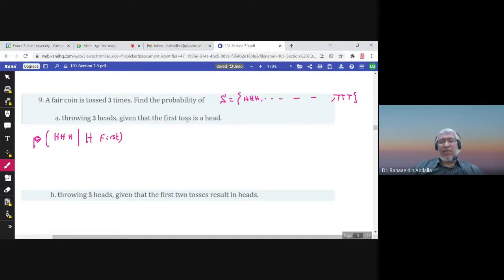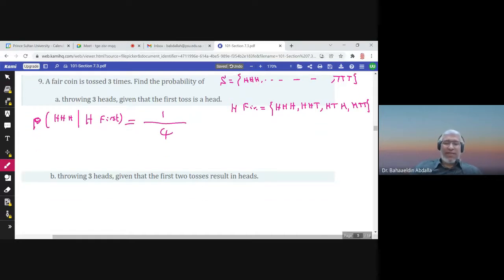Well, let us find the number of elements. If head first, what do we have here? We have HHH, HHT, HTH, and HTT. 4 of these 8 are head first. So we divide by 4 because the number of elements is 4, and HHH is one of them. So the answer would be 1 over 4.